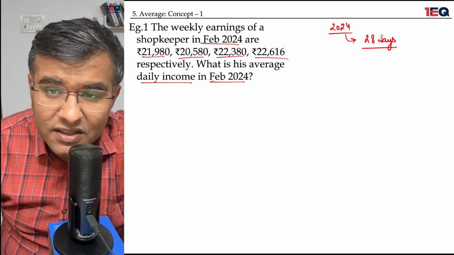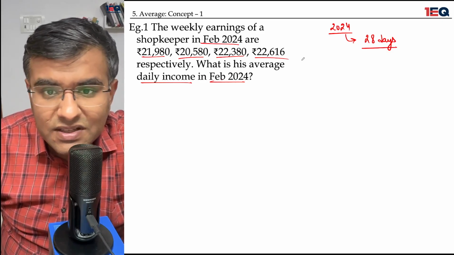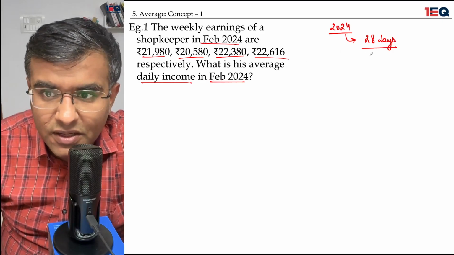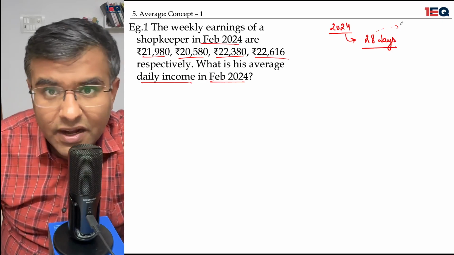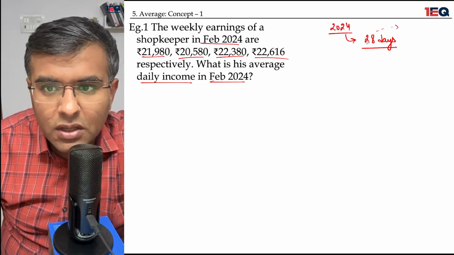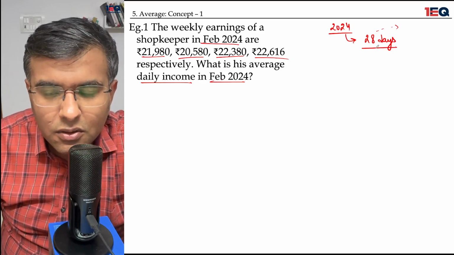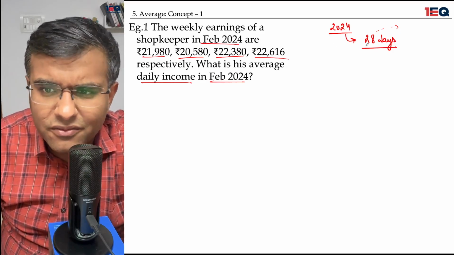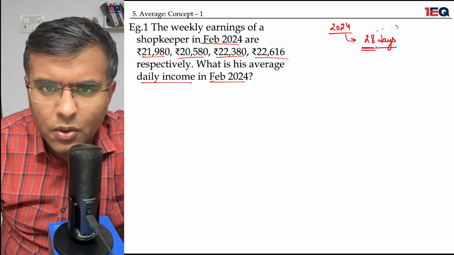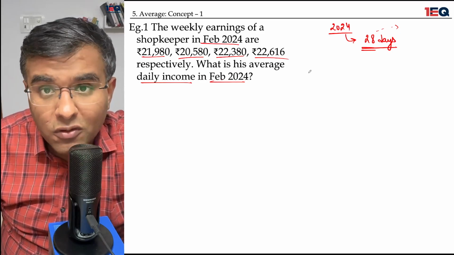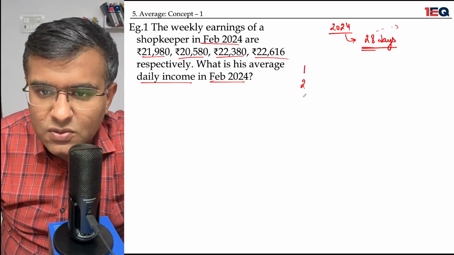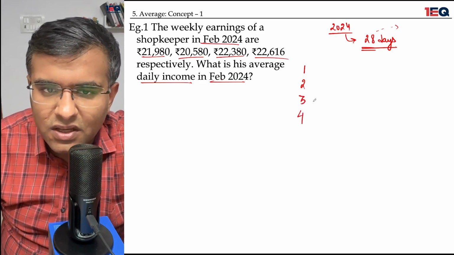I'm just saying that there are 28 days, because this question would not be possible if this is a leap year. It would take us to 29 days, which is not valid according to our answer options. So 2024 is not a leap year, and I believe it wasn't. So we have 28 days with us, with 4 weeks in it: week 1, week 2, week 3, and week 4.